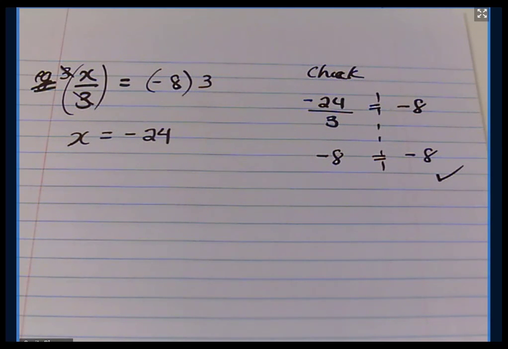So those are the 4 type 1 equations. Again, when you're solving for x, you are doing the opposite operation, and whatever you do to the left-hand side of the equation, you have to make sure you do to the right-hand side of your equation.